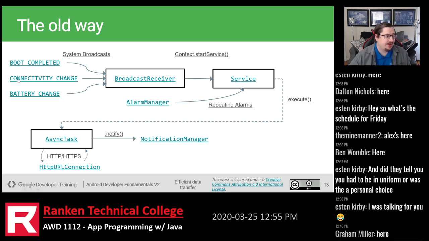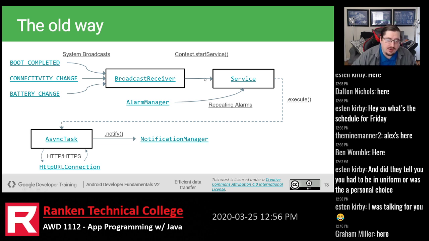We'd start at the beginning with a broadcast receiver set up, which we'd usually declare in the manifest. We'd say we want boot completed broadcasts, we want connectivity change broadcasts, and we need battery change broadcasts. We would register for all three of those broadcasts in our manifest and send those to our broadcast receiver. So we know when it boots up, we know if they connect to or disconnect from Wi-Fi, we know if they're charging, etc. We would hook all those things up with a broadcast receiver.